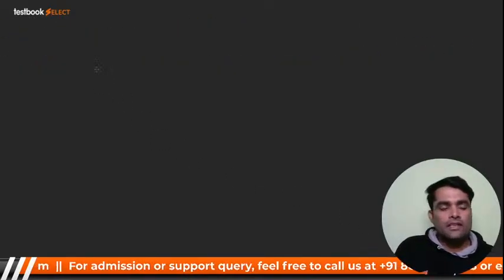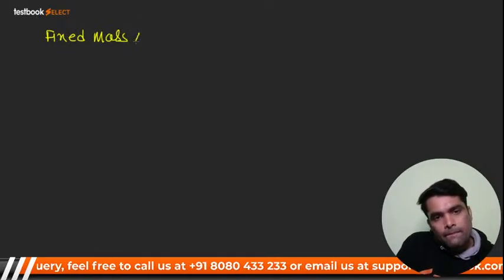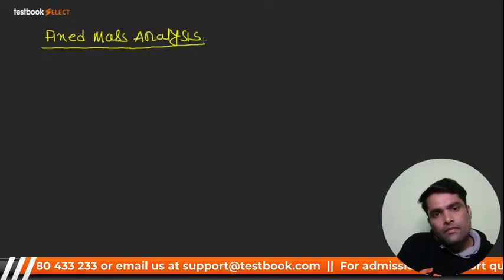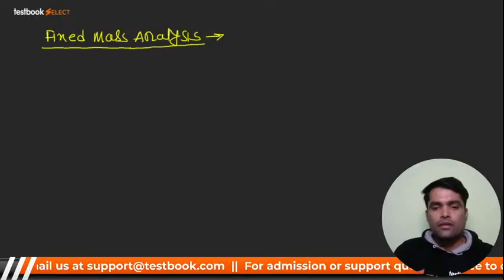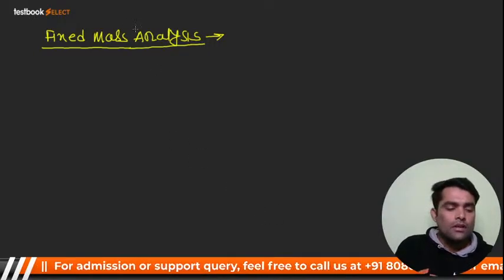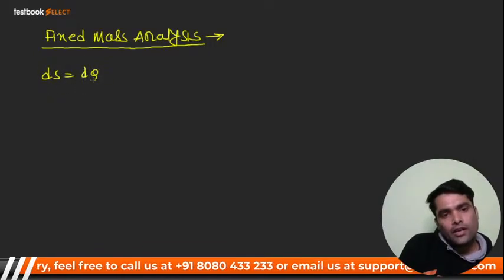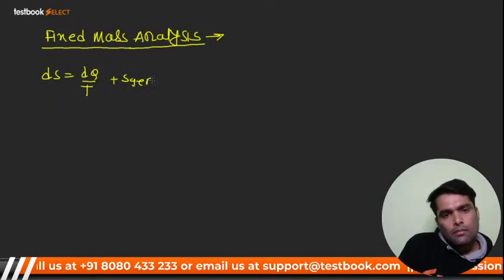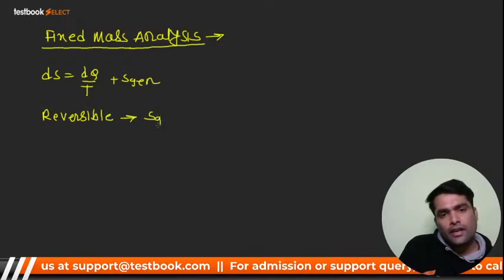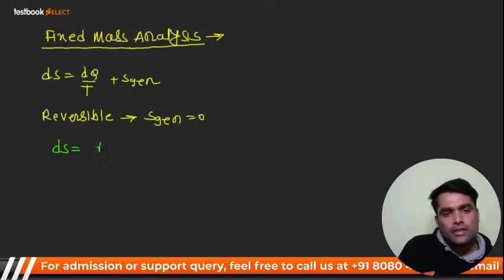So my dear, when we do the fixed mass analysis of entropy, what results do we get? Bacha party, listen to me very carefully. First I'll go for heat addition for reversible. You know that ds is equal to dq by t plus entropy generation. But now I'm going to talk about reversible. So definitely entropy generation will be 0. So for reversible, I get ds equal to dq by t, right?